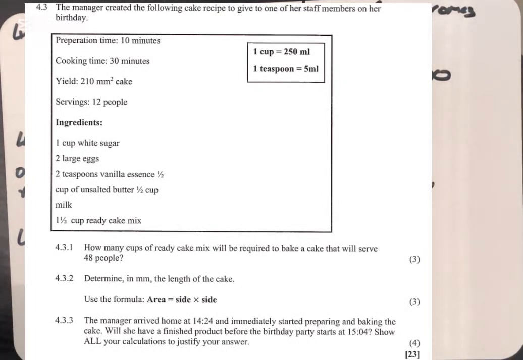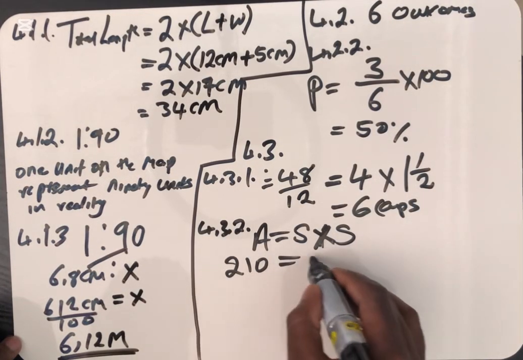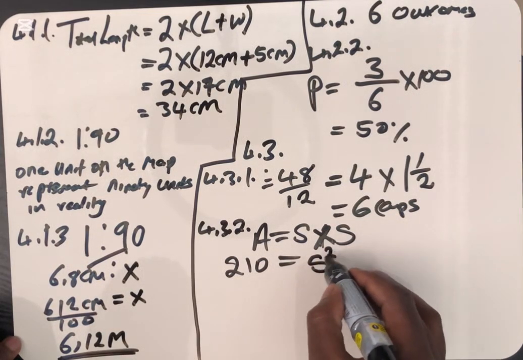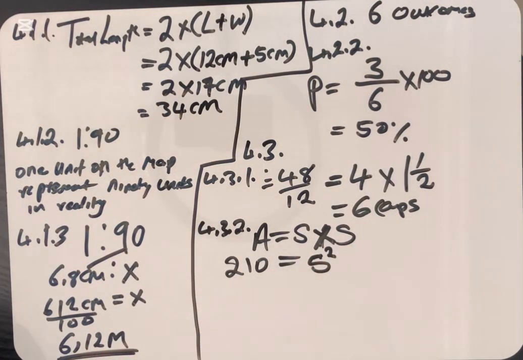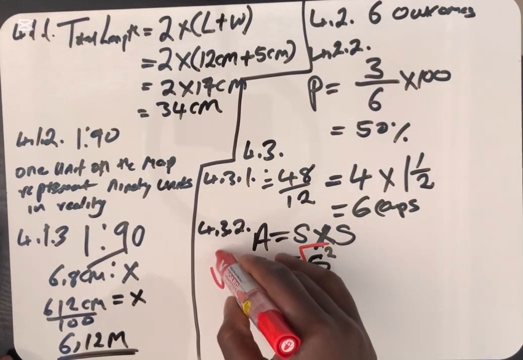So in this case, they've given us the area. I explained it before. They've given us the area of the cake to say that it is 210. In the place of the area, you write 210, which is equal to side squared. Why side squared? Because side multiplied by side is going to give you side squared. So we are looking for the length. You just have to get rid of the squared by introducing the square root on both sides.